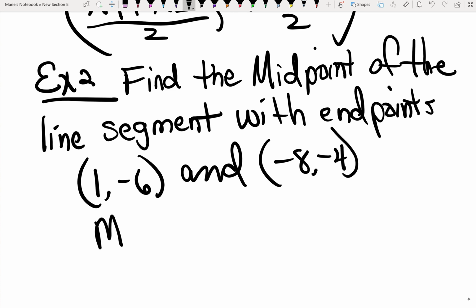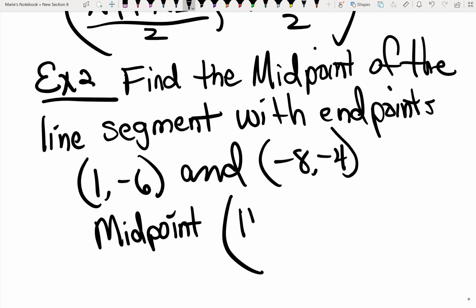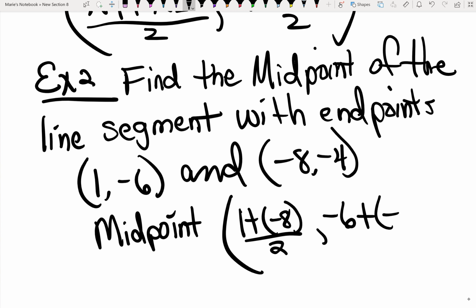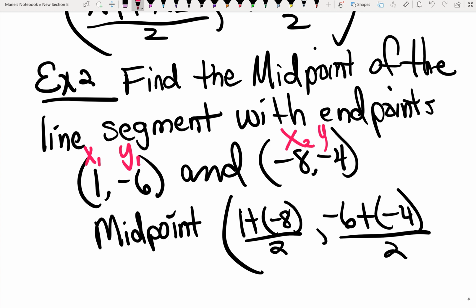So the midpoint in our example will be 1 plus -8 divided by 2, comma, -6 plus -4 divided by 2. Again, I always encourage you to label x1, y1, x2, y2. And follow the color code because it's as simple as here's your 1, here's your -8.